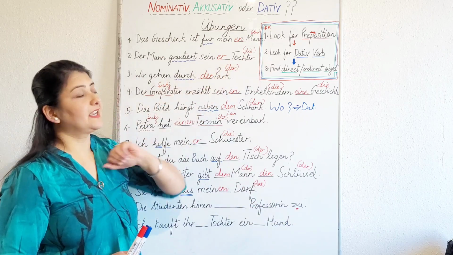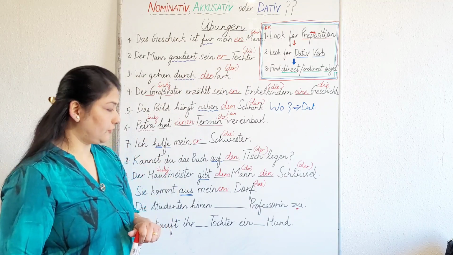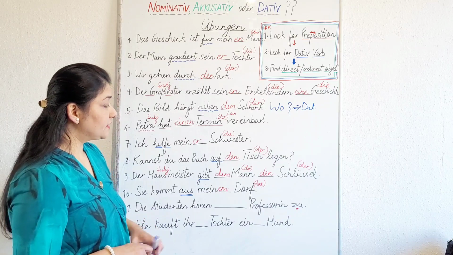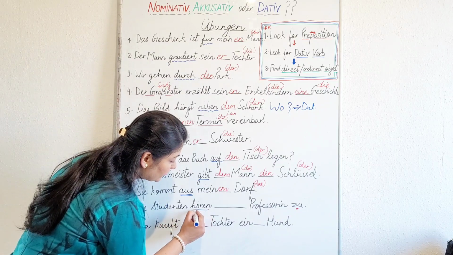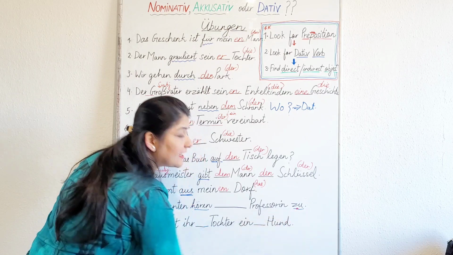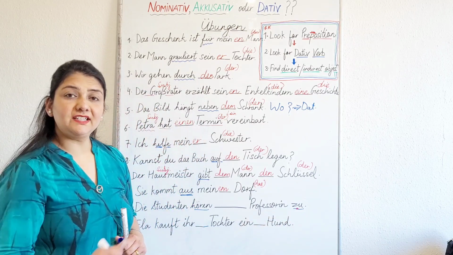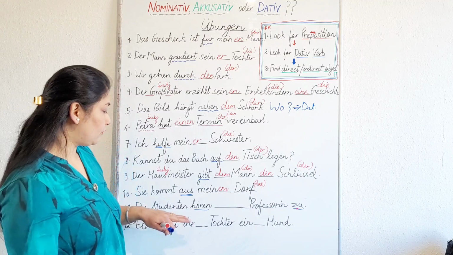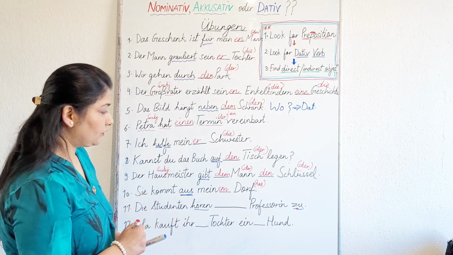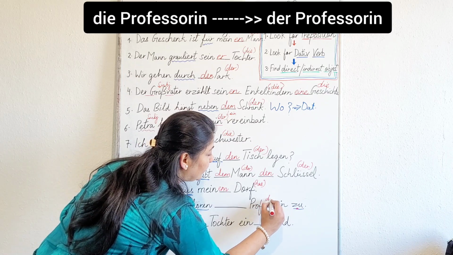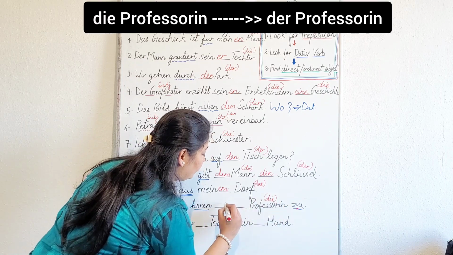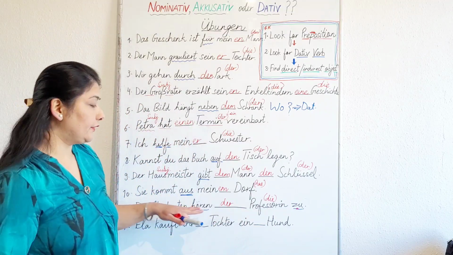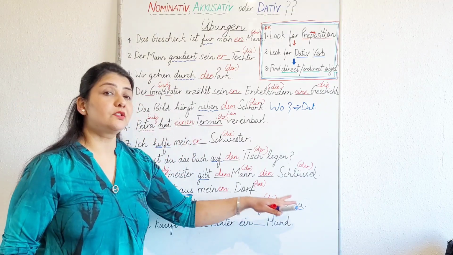Then coming on to the second step, that is looking for the dative verb. Now, what is the verb here? The verb is zuhören. Zuhören ist ein Dativverb. Zuhören, to listen. So what comes here? Professoren hat die Artikel die, und im Dativ wird die zu der. Also die Studenten hören der Professorin zu.